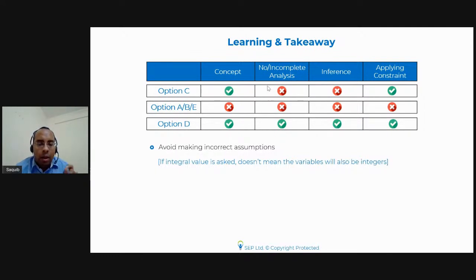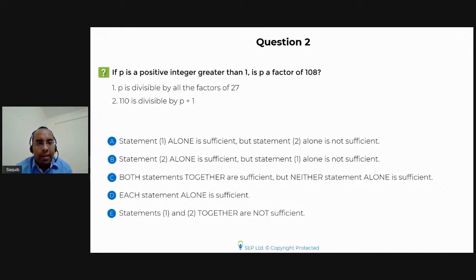Okay. Now, let's look at the next question. Once again, the idea here is to take 2.5 minutes and solve the question. Don't post the answer yet. Once I tell you the time is over, then post the answer. And try to read carefully and make the right inferences. I'm sure you will be able to solve this correctly. All the best, guys.